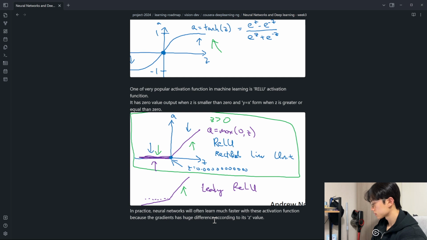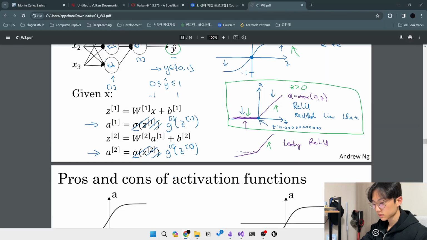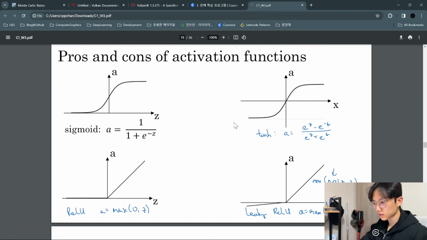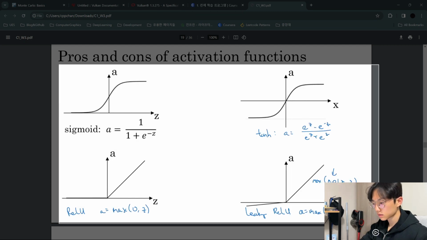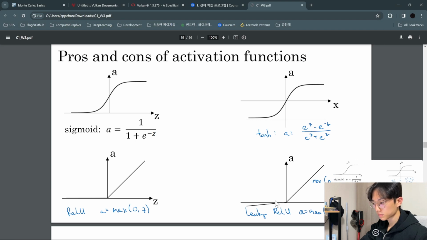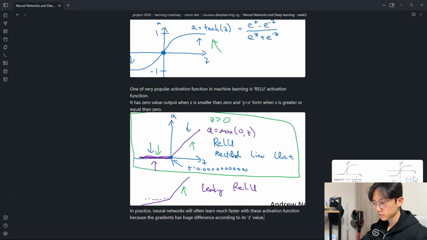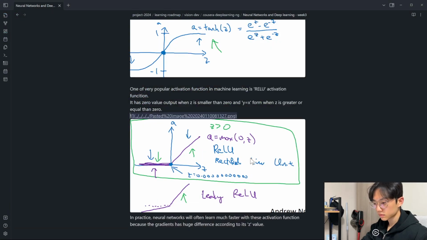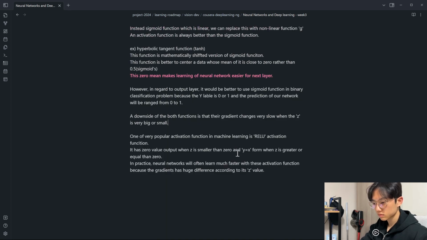Here's the sigmoid activation function. I would say never use this except for the output layer if you're doing binary classification. I mean, almost never use this. And the reason I almost never use this is because the tanh is pretty much strictly superior. So the tanh activation function is this. And then the default, the most commonly used activation function is the ReLU, which is this. So if you're not sure what else to use, use this one.